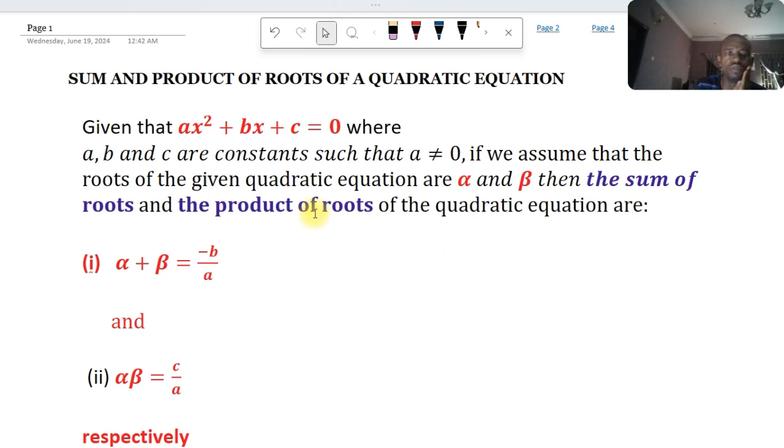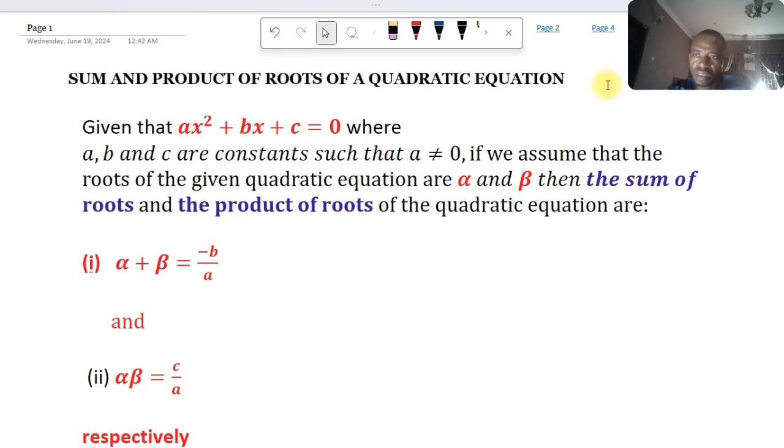This time around we'll be considering another subtopic regarding the quadratic equation again. But this time we'll be taking the topic as you can see on the screen: sum and product of roots of quadratic equation. What does this mean? Sum and product of roots of a quadratic equation.